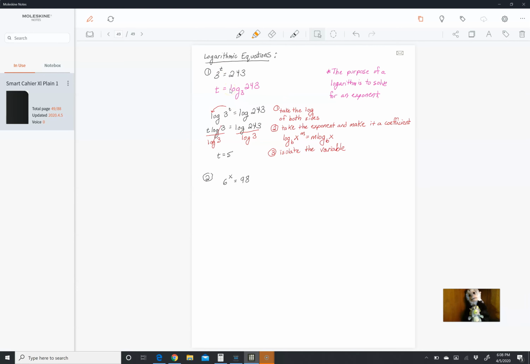Now we can turn it into logarithmic form. If we turn it into logarithmic form, it's x equals log base 6 of 98. But we're going to run into the same trouble where we can't put that into our calculator because our calculator will only calculate base 10. So we're going to take the log of both sides instead. I'm going to try and use different colors as much as I can just to show you what's happening in each step. So we're taking the log of both sides, and we can do that as long as we're doing it to both sides so that we're not changing the value of the equation.